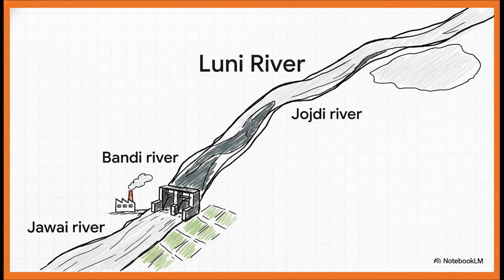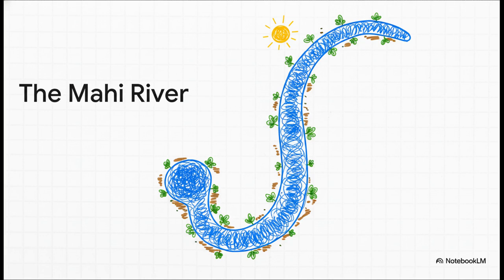And then there's the Jawai, which is absolutely crucial because it feeds the Jawai Dam. People call it the lifeline of Marwar. Next up in the Arabian Sea system, we have the Mahi River. It's sometimes called the Ganga of southern Rajasthan.